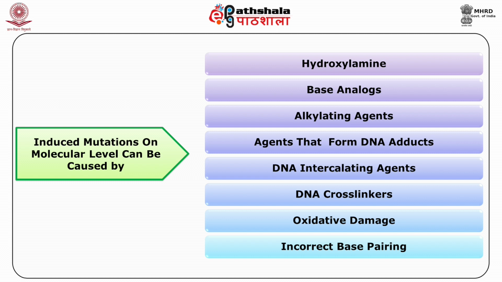Agents that form DNA adducts, for example, ochratoxin A metabolites; DNA intercalating agents, for example, ethidium bromide; DNA cross-linkers; and oxidative damage. Nitrous acid converts amine groups on A and C to diazo groups, altering their hydrogen bonding patterns, which leads to incorrect base pairing during replication.